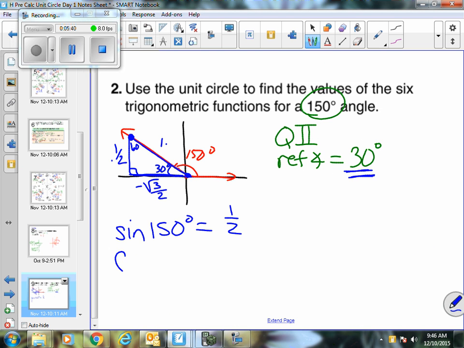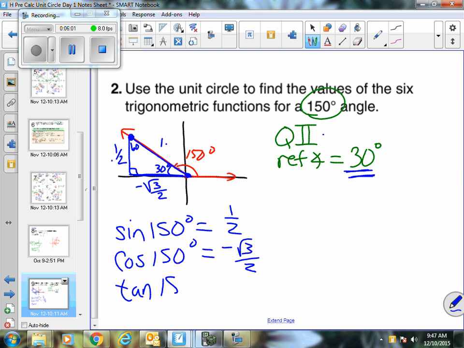All right, let's try cosine of 150 then. You can use the triangle, you can use the picture. Otherwise, just think, what is cosine of 30 degrees? Well, cosine of 30 is square root of 3 over 2. But because we're in quadrant 2, that means cosine has to be negative because it's the x. And if you look at your triangle, sure enough, negative square root of 3 over 2.